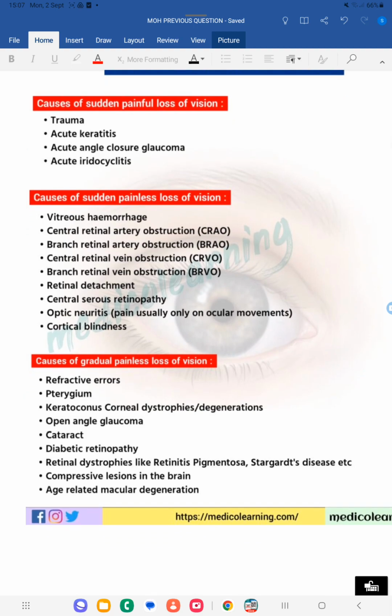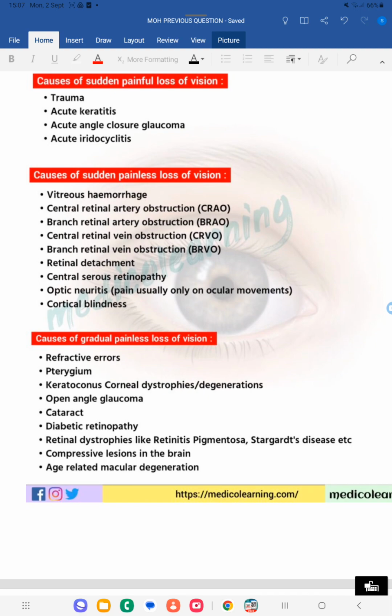Painless loss of vision happens because of vitreous hemorrhage, where you get bleeding in the vitreous humor. Then retinal artery obstruction, central retinal artery obstruction, branch retinal artery obstruction, central retinal vein obstruction, and branch retinal vein obstruction. You get an obstruction in the retinal vessel, and for that reason you can get sudden loss of vision, which will be painless. Then retinal detachment, which means displacement of the retina, central serous retinopathy, optic neuritis, and cortical blindness. These are the reasons that lead to sudden painless loss of vision.